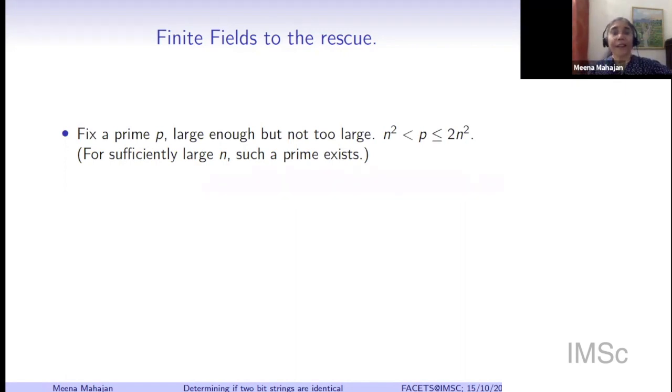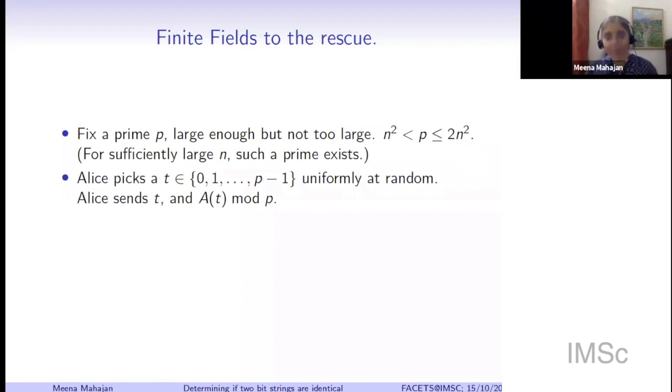Now what Alice does is somewhat similar to what she did earlier. So the range is now going to be 0 to p minus 1. Earlier we said the range can be 0 to n square. Now it's going to be 0 to p minus 1. So Alice picks a t in that range and sends it to Bob. She also sends a(t), but instead of sending the true value of a(t), she sends the value of a(t) modulo p, the remainder when a(t) is divided by p.